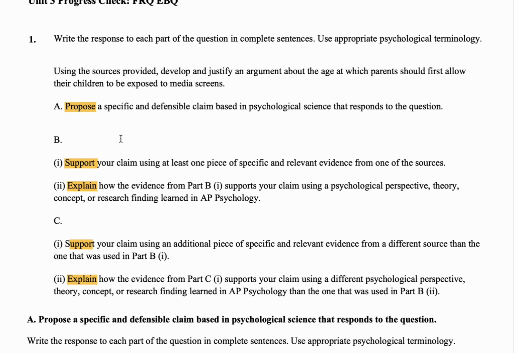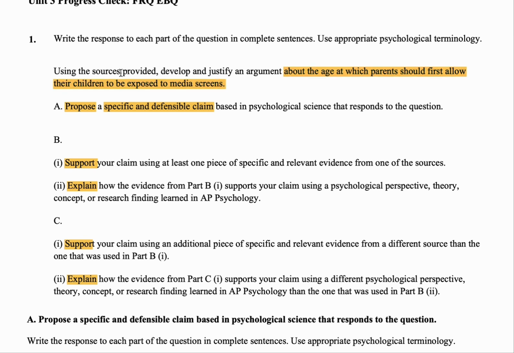We can see that you have to respond to the task verbs, and you have to understand what the task verb means. So propose a specific and defensible claim. This will always be like this, okay? So when you see an EBQ, the first question is always going to be use a specific and defensible claim based in psychological science that responds to the question. The difference will be that this argument will be different.